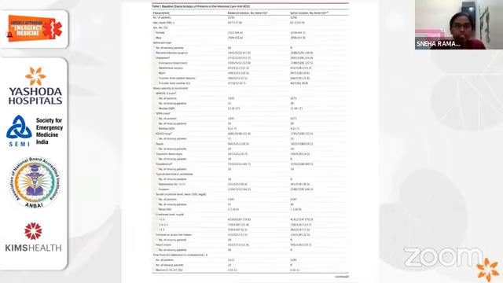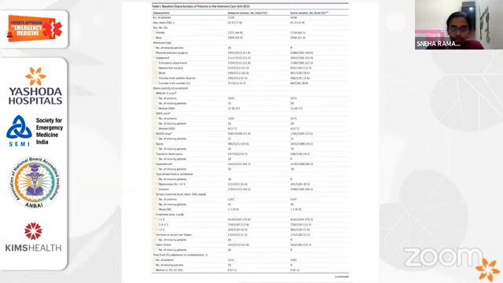So when we come to the results, we can see that the number of patients, age, sex, admission type, everything was comparable. The results are comparable between the balanced solution as well as the saline solution. The Apache score, the median value was 12 for balanced as well as the saline solution. And SOFA score, the median value was 4.